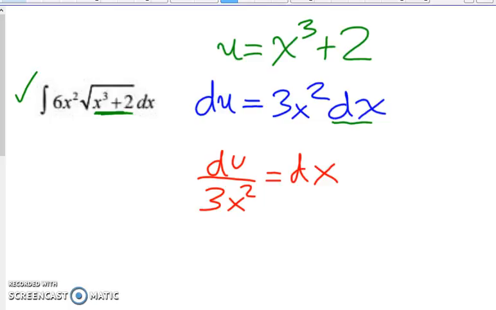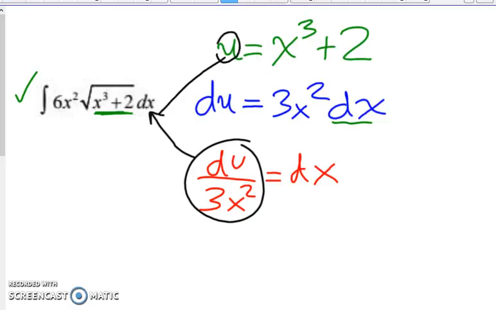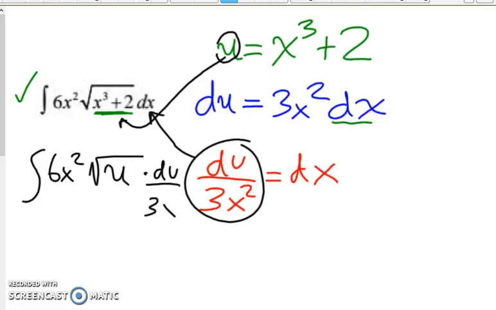Fourth step is to sub this in for dx and sub u in for this. So we're still going to have our integral of 6x squared. Instead of calling it the square root of x cubed plus 2, I'm going to call it the square root of u. And instead of writing dx, I'm going to write du divided by 3x squared.